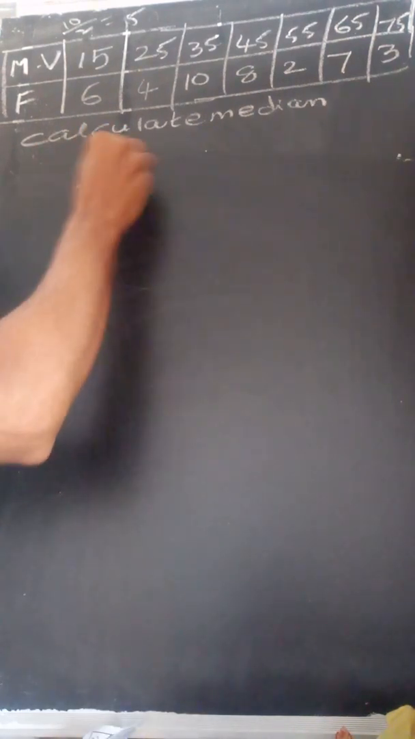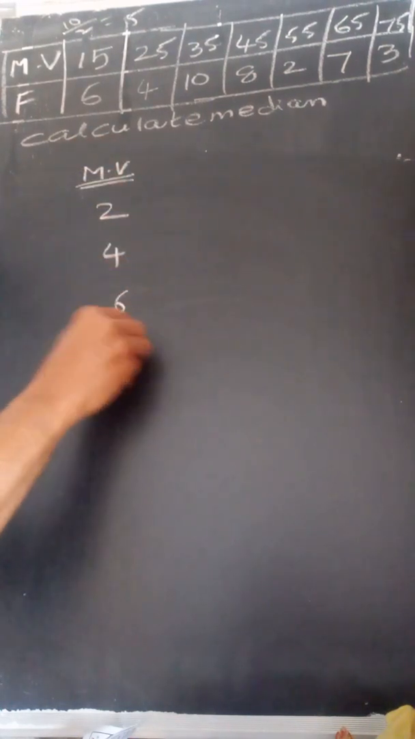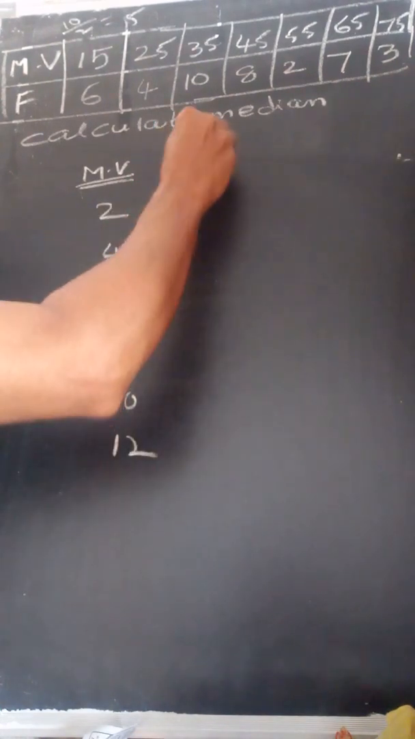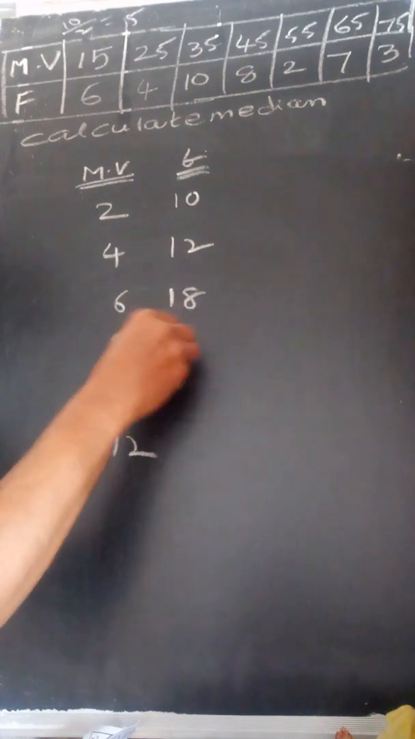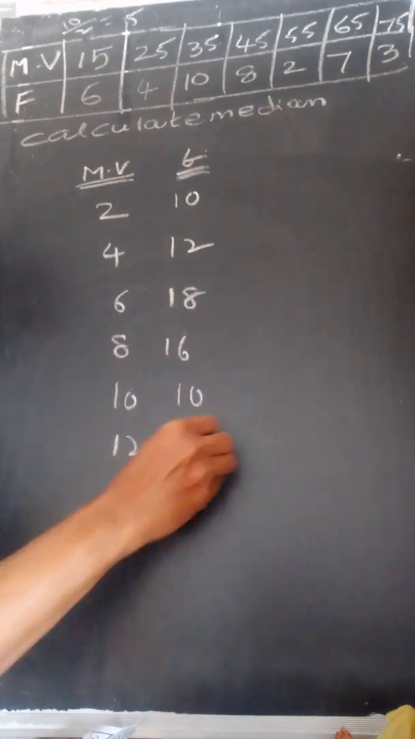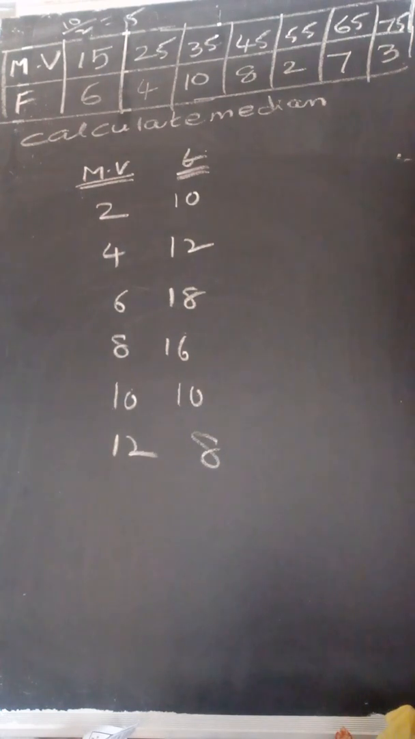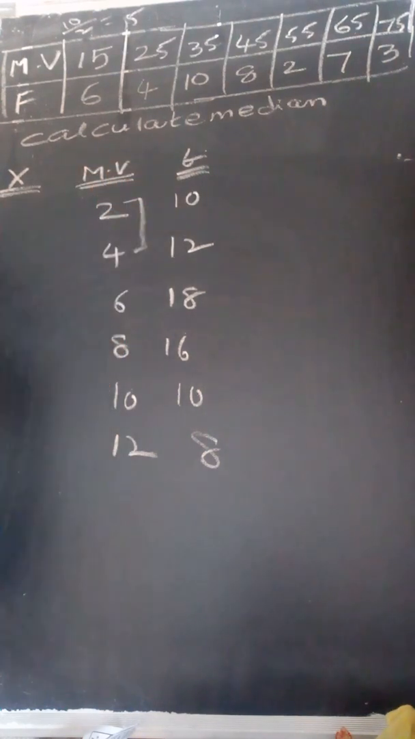Yeah, mid values like this you will find 2, 4, 6, 8, 10, 12, and the frequencies are also given like 10, 12, 18, 16, 10, and 8. They have given mid values like this. Then how to calculate x? That is the question. As I said, see the difference between any two mid values.